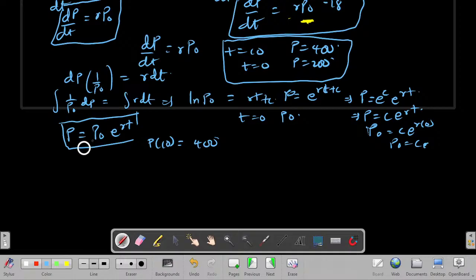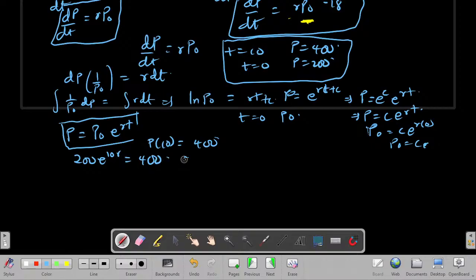So let's see something here. If you have 200 e to the power 10r, where P naught is the original population, after time t equal to 10, we should get 400. So my P is 400. When I make this substitution, P of 10, that is at time t equals 10, I simply replace my t with 10, and that's what I've done here. So P is equal to 400. We can use this to find the value of R.